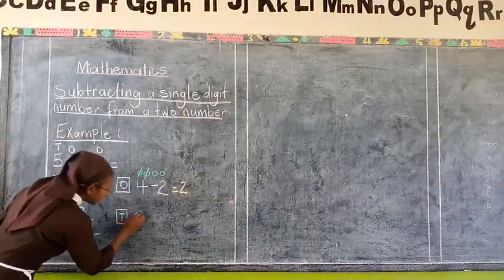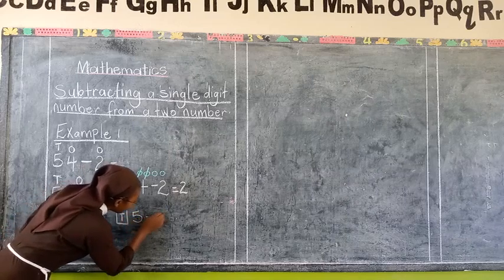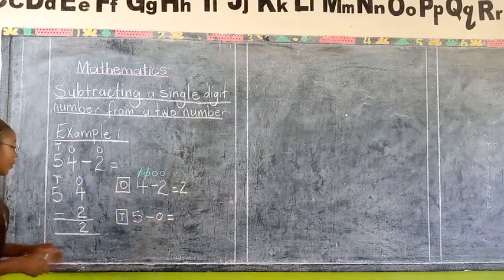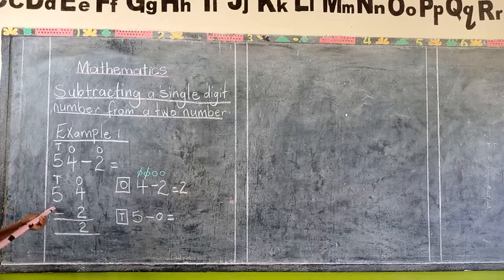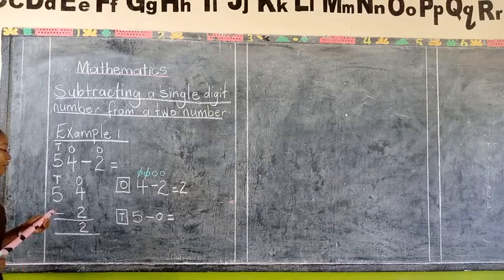So we shall write 5, take away 0. Why have I written 0 here? It's because here we only have number 5, and there is no number that we are going to subtract from number 5, meaning we have a 0 here. 0 is the same as nothing.